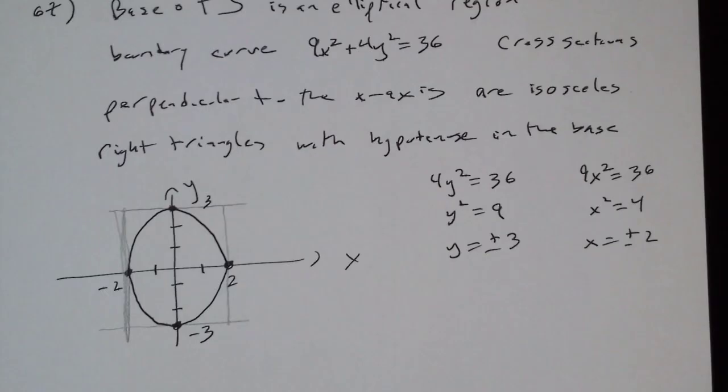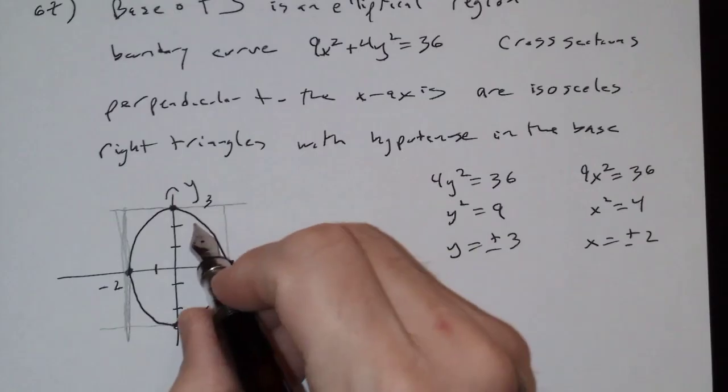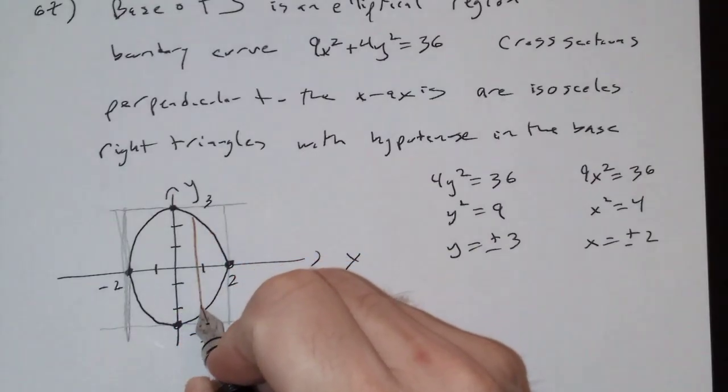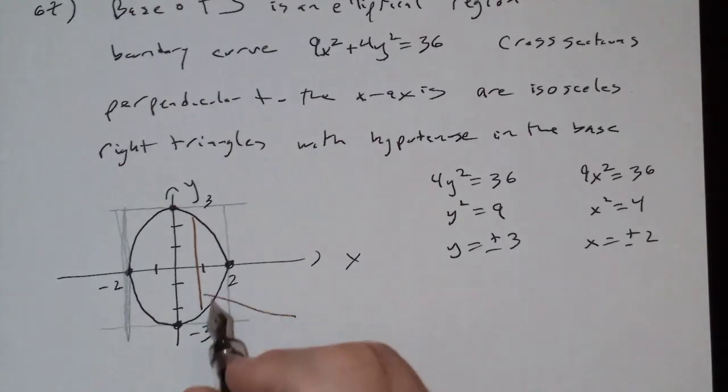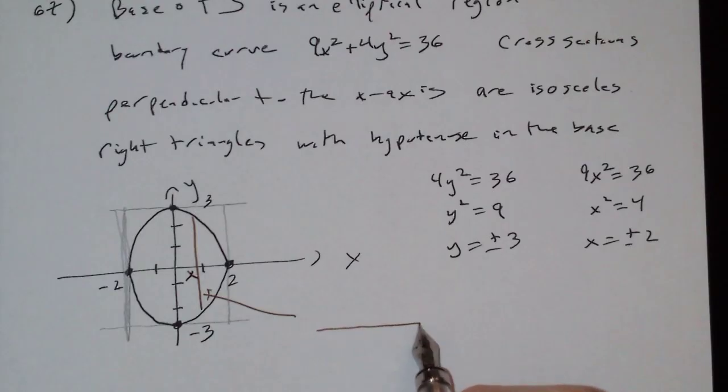Now here's what I need you to picture. This part is flat in the xy plane, and my solid lives above this. Cross sections perpendicular to the x-axis. If I am perpendicular to the x-axis, I'm going this way. So when I cut this shape in a line perpendicular to the x-axis, and I pull this slice out, that slice is an isosceles right triangle.